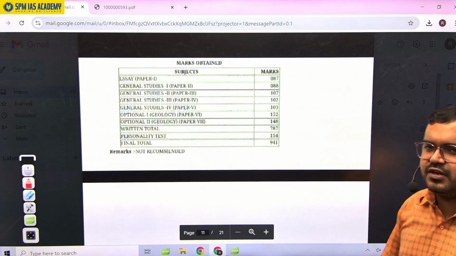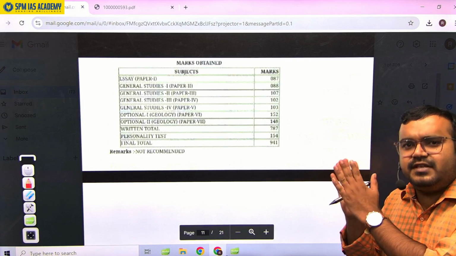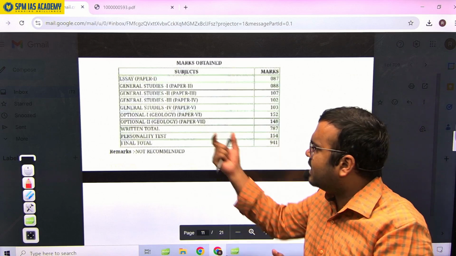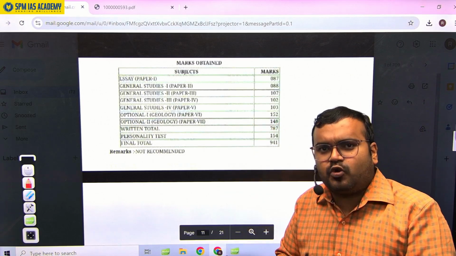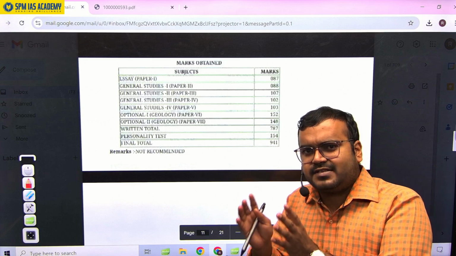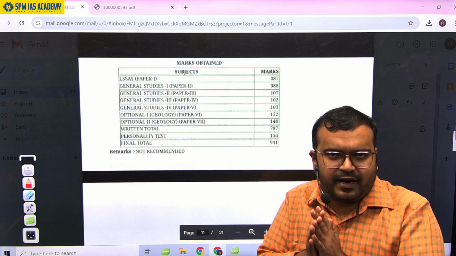Then we have geology. Again, this is not a very conventional option. Rather, this is one that is not taken very regularly by students, but it has also performed very well. So my entire argument is that every optional has a potential to do well as well as a potential to not do very well also, right?